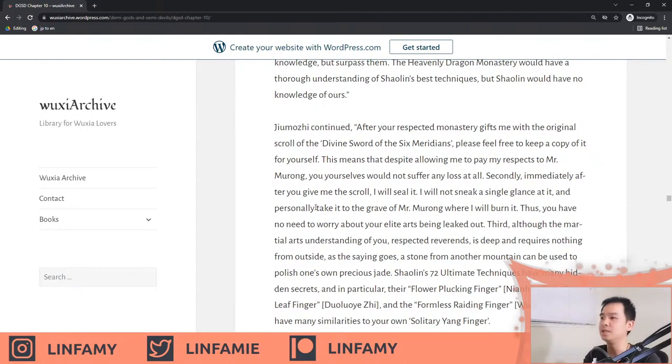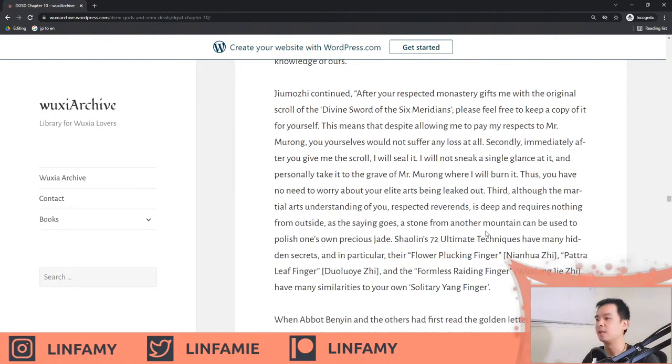Jiumozu continued, "After your respected monastery gifts me with the original scroll of the divine sword of the 6 meridians, please feel free to keep a copy of it for yourself. This means that despite allowing me to pay my respects to Mr. Murong, you yourself would not suffer any loss at all. Secondly, immediately after you give me the scroll, I will seal it. I will not sneak a single glance at it, and personally take it to the grave of Mr. Murong, where I will burn it." So he seems sincere. Thus, you have no need to worry about your elite arts being leaked out.